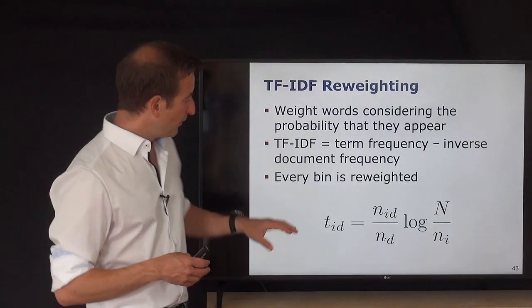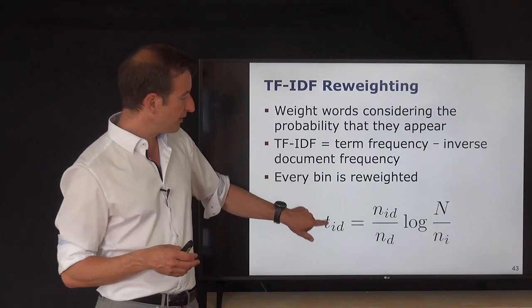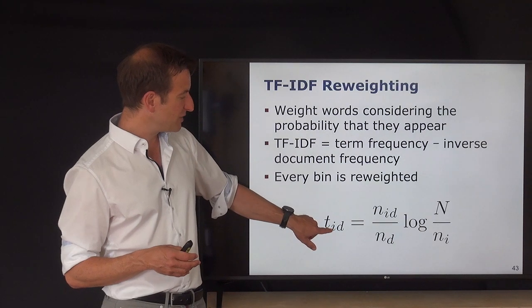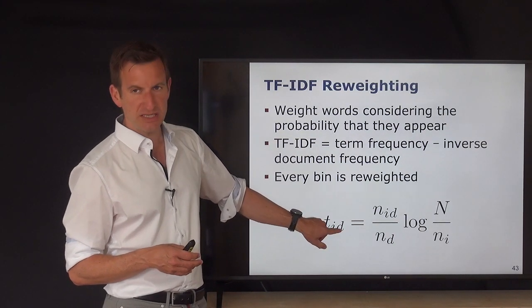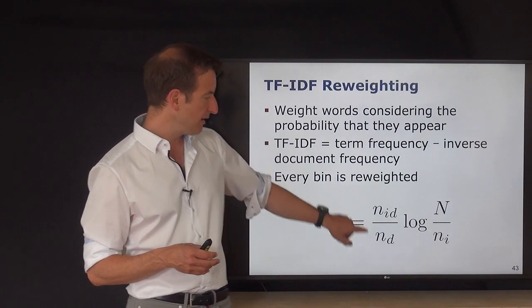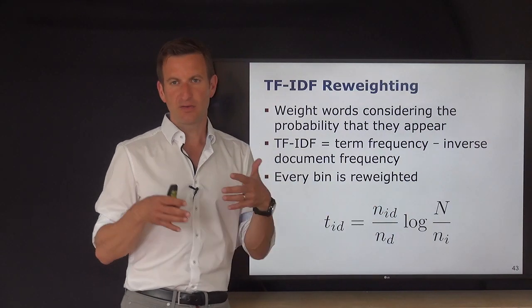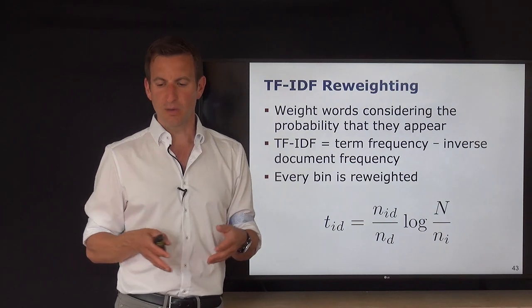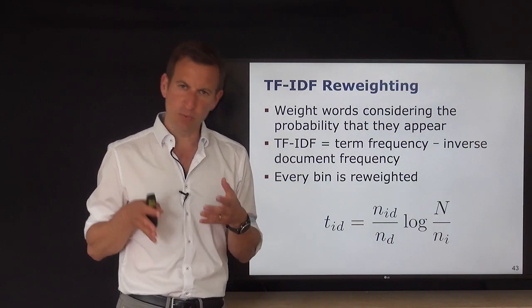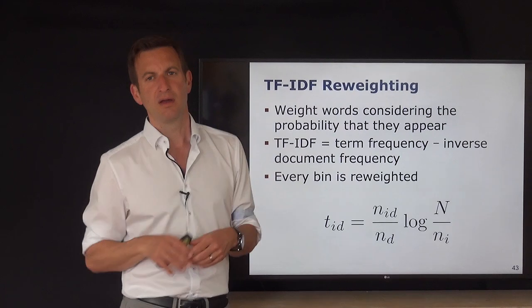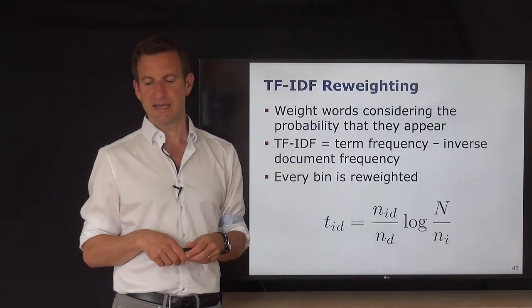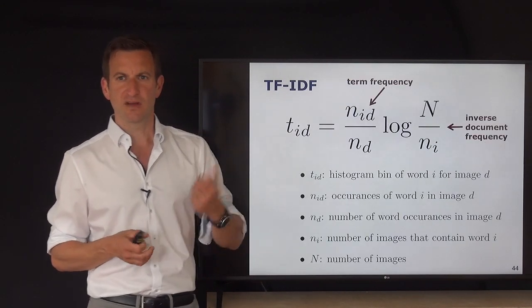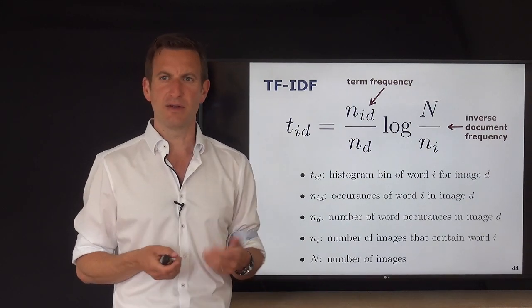Okay, so what we're basically doing is recomputing the bin of visual word I in image D with this formula. This reweights the histograms with the goal that more important words, which are important for the comparisons, get a higher weight, and those which are less important get a lower weight. So let's try to understand a little bit what the formula actually does.